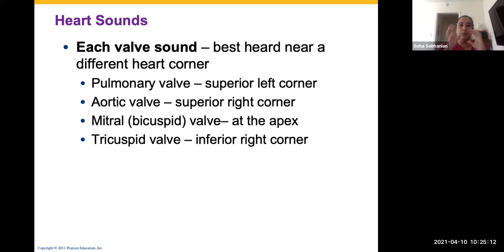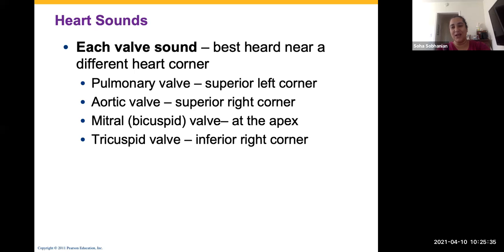You know the typical sound you make for the heart. So lub is associated with closing of the AV valves. And I'm typing this so you guys have it. And the dub sound is associated with closing of the semilunar valves.